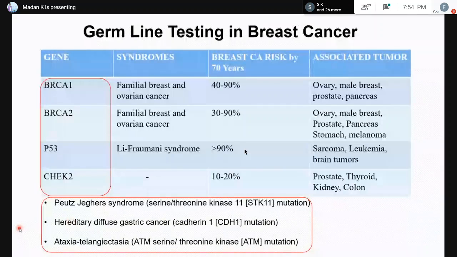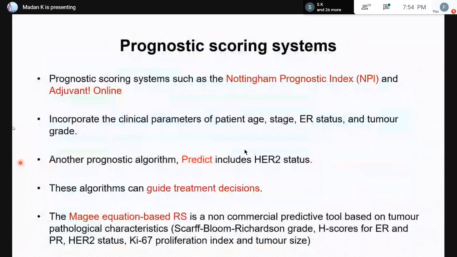And also, when you're talking about multi-gene prognostic signature assays, now there are certain prognostic scoring systems. The two well-known ones are the Nottingham Prognostic Index and Adjuvant Online. So these are online scoring systems which use clinical parameters such as age, stage, ER status, and also the tumor grade. So these algorithms can guide the treatment decisions in many of the cases.